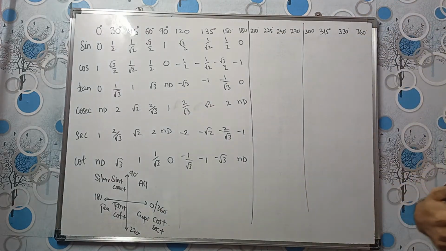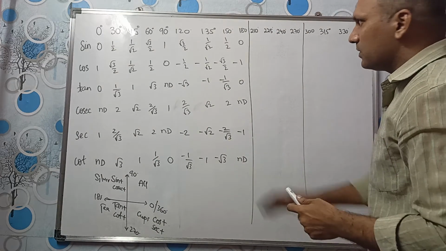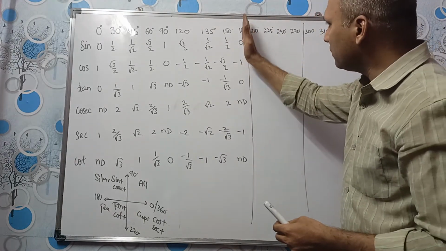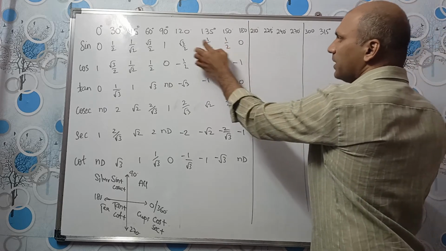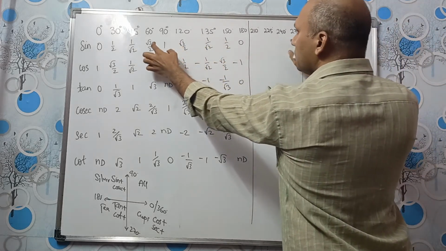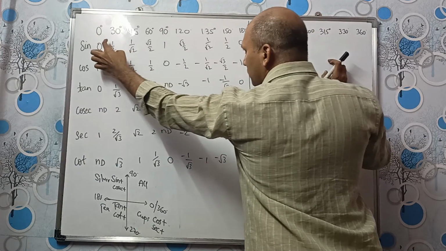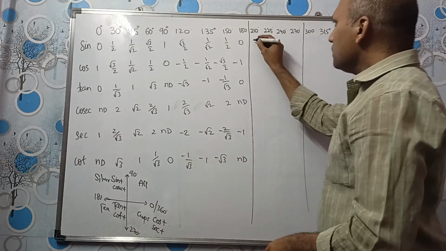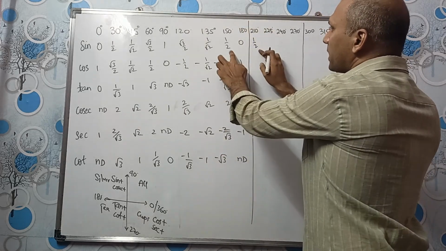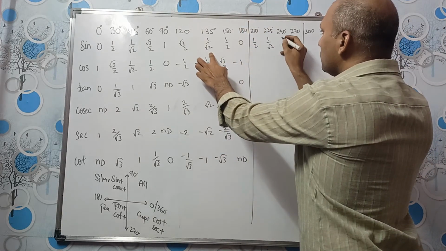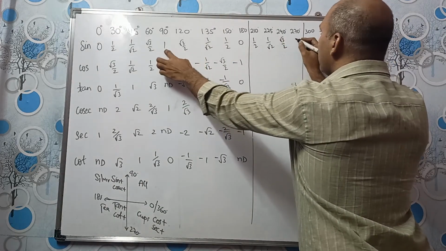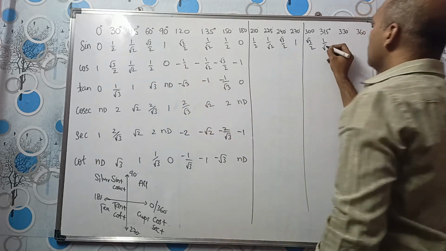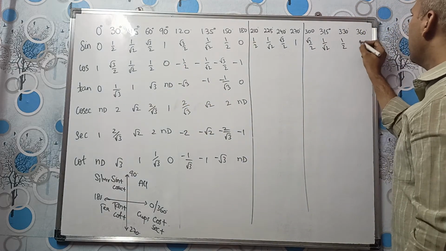Now what should be the values? See, now imagine you are placing a mirror at 180 degrees. What values will be reflected here? 1 by 2, 1 by root 2, root 3 by 2, 1, root 3 by 2, 1 by root 2, 1 by 2 and 0 will be reflected, right? So if you place a mirror here, 1 by 2 will look here, 1 by root 2 here, root 3 by 2 and here 1. And here root 3 by 2 and 1 by root 2, the next value is 1 by 2 and 0.